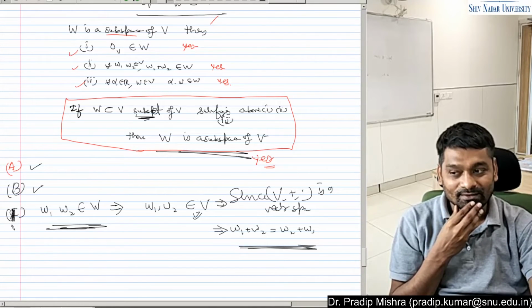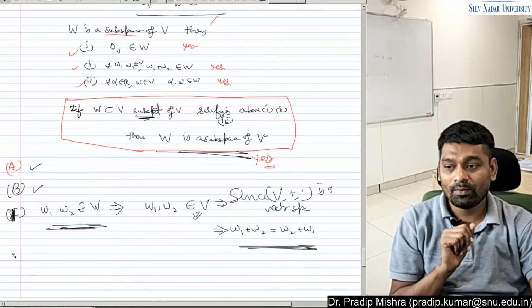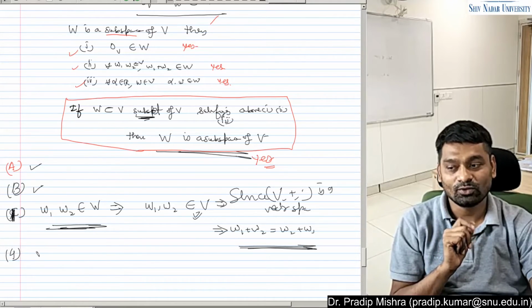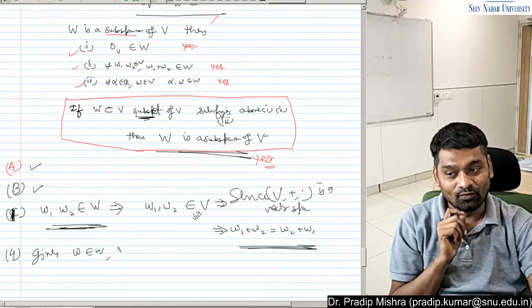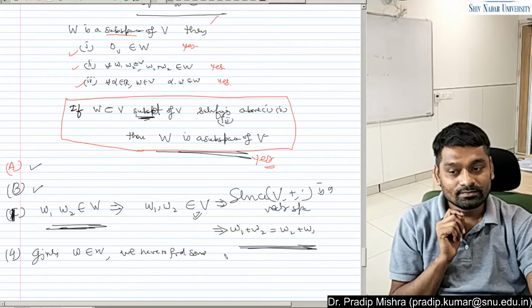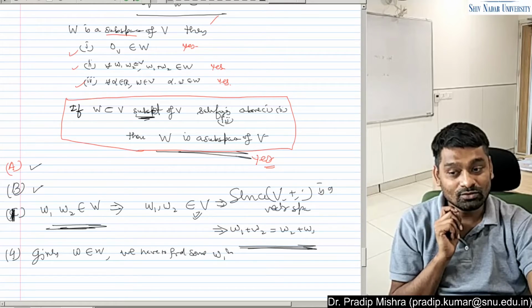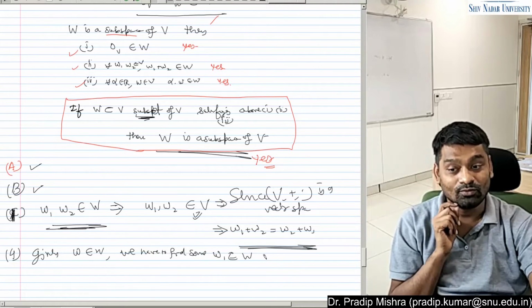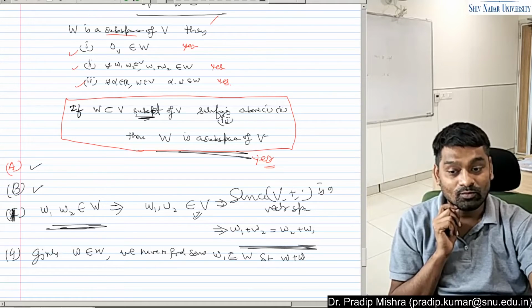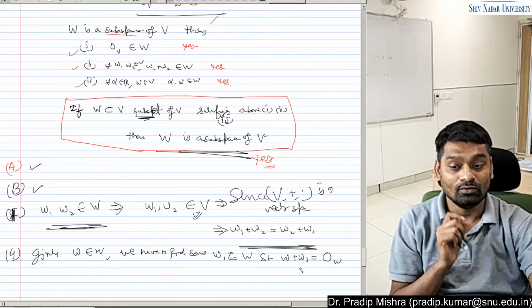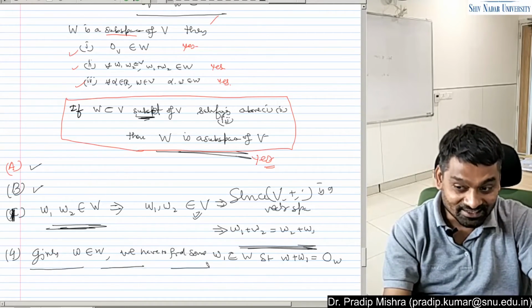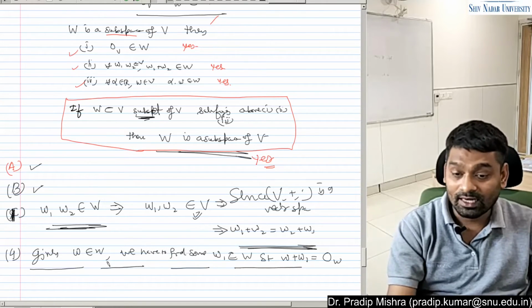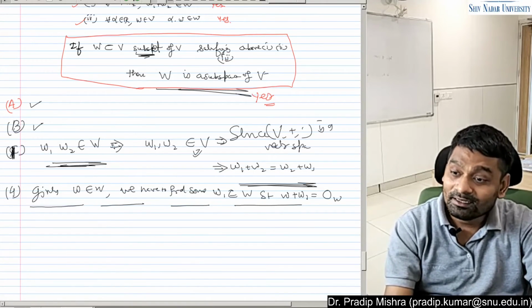This is number 1. Similarly, suppose I want to prove number 4. What is the fourth one? Given W belongs to W, we have to find some W1 belonging to W such that W plus W1 equals 0W. This we have to prove. So now listen to the proof of this one. Please try to understand. The proof is given in any text, but the reason I am explaining it is that this fact is really important.